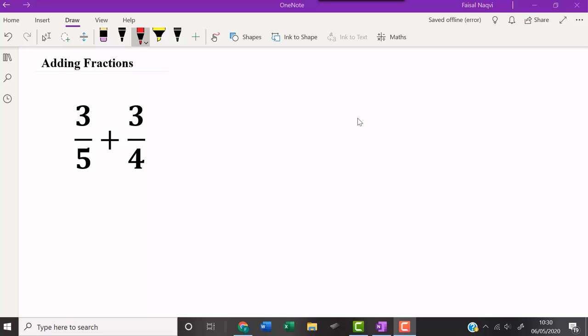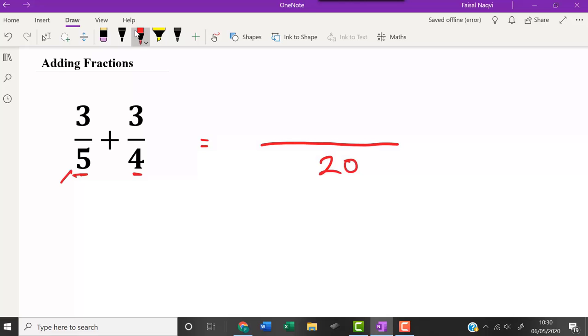In this question, we have 3/5 plus 3/4. When we're adding fractions, we have to make the denominators the same. So first I say, what is my lowest common multiple between 5 and 4? My lowest common multiple is 20.